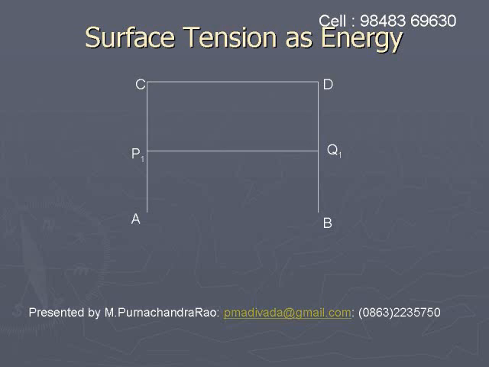In the figure, ACDB is a rectangular metallic frame bent in the shape of U. P1Q1 is a rod, and mg is the weight attached to this rod. This rod is pulled down by an amount x to the position PQ, and in this position also the rod will be in equilibrium. Like this we have to imagine. So ACDB is a metallic frame.